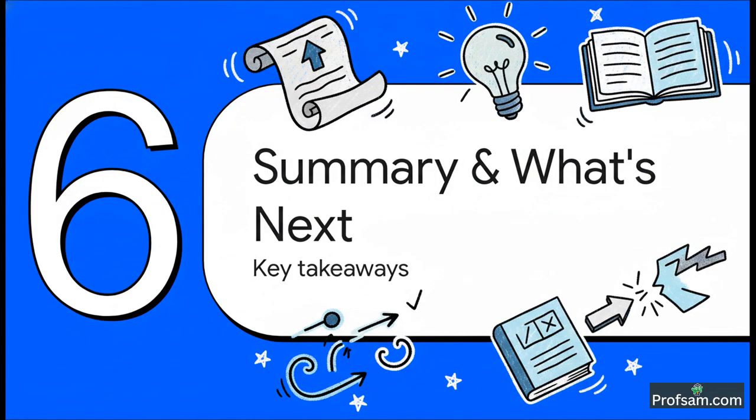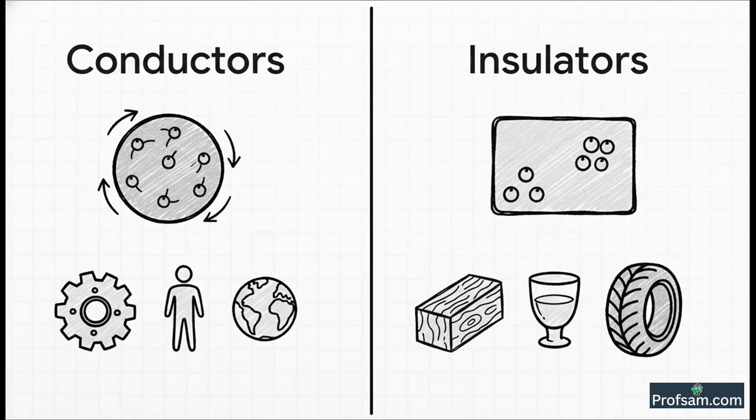So, let's do a quick recap of everything we learned and also see why this simple idea is so fundamental for the topics that are coming up next in your syllabus. Here is your quick revision summary for your exam notes. Conductors, they have free electrons so charge can flow easily. Insulators, they have tightly bound electrons so any charge stays put. And remember the examples. Metals, the human body, and the earth are all good conductors. Plastic, wood, glass, and rubber are common insulators. That's it.